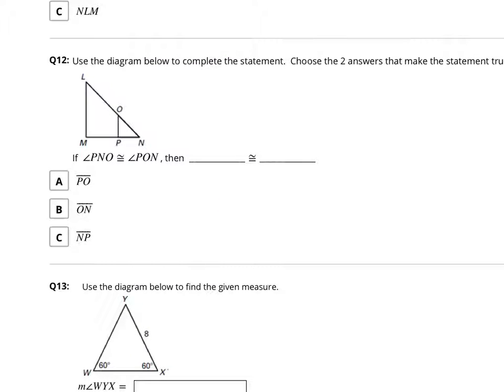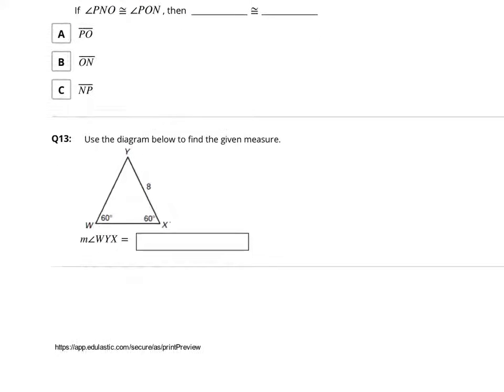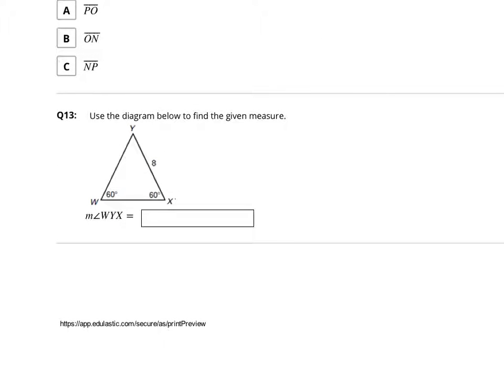Number 12, same thing. They give us angles though. We're going to use, these are sides. What sides do we need to put in to complete the congruent statement? Number 13, we want to find WYX. So that's WYX, that's this angle right here. How many degrees would he be? If you know two of them, you can take them away from 180 to figure out the third one.